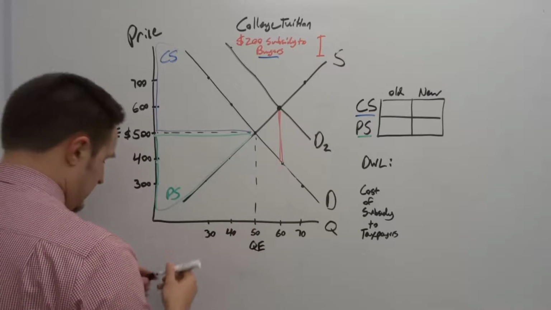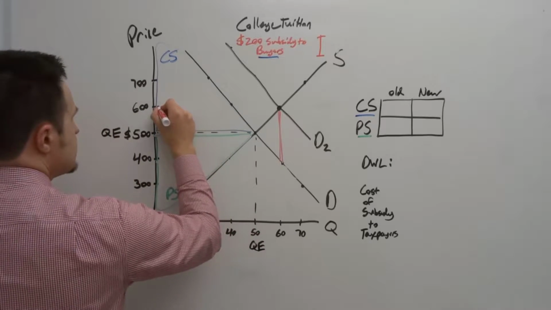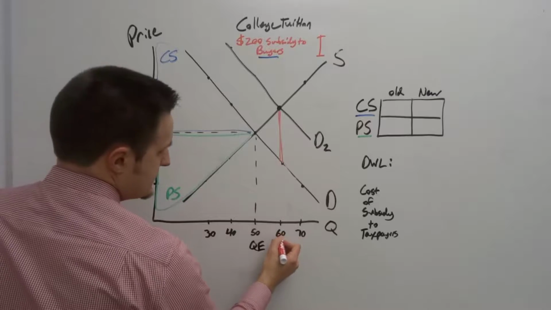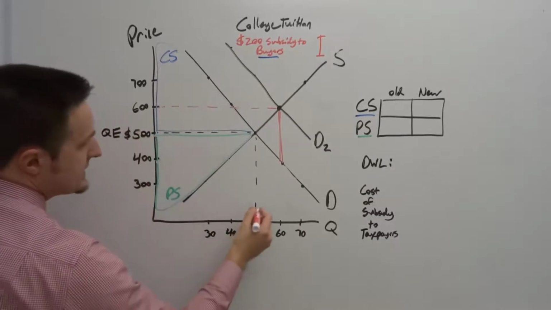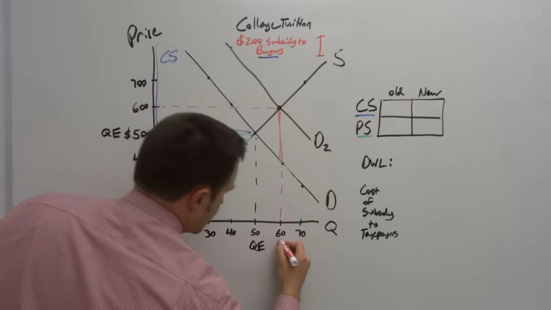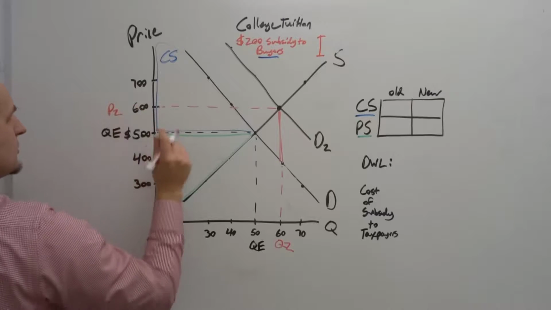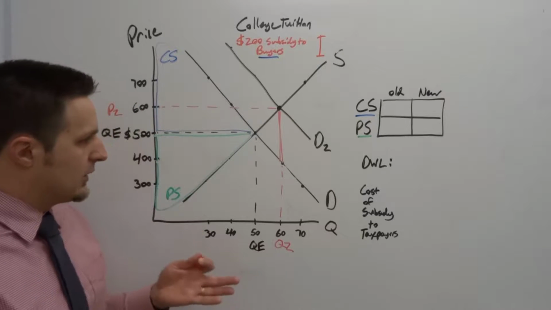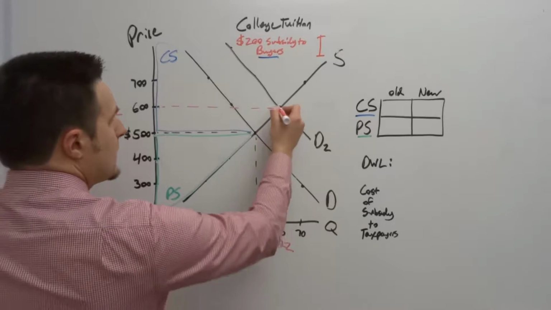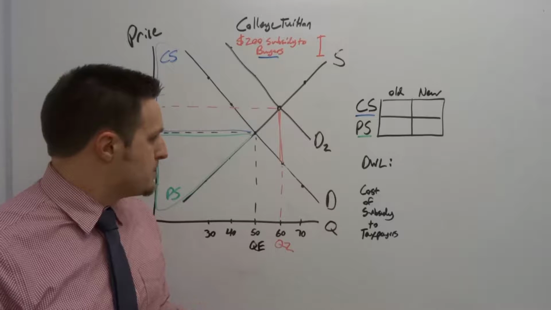Okay, so your new equilibrium point where supply and demand meet is going to be at 60 and 600. So this is my new price and this is my new quantity. So that's quantity 2, and we're going to call this price 2. Now we can talk about what the real price is and how that works in a moment, but this is where the supply and the new demand curve meet.